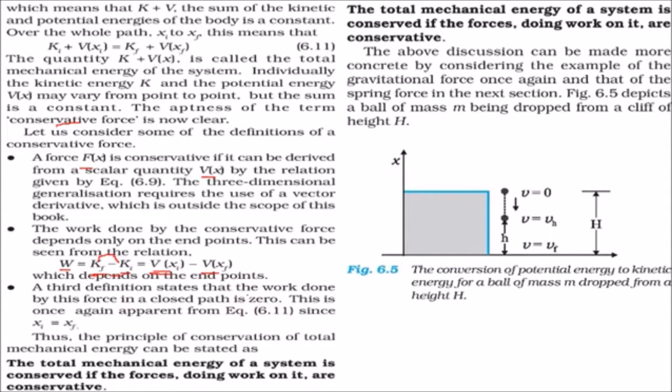And the third definition states that the work done by this force in a closed path is zero. And we know when the initial and final positions are the same, that means this becomes equal. So Xi equals Xf, so the work done is also zero.